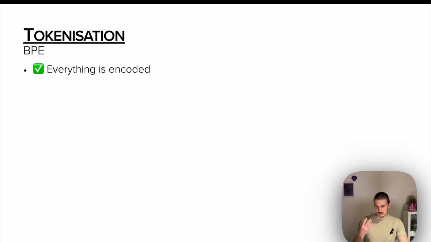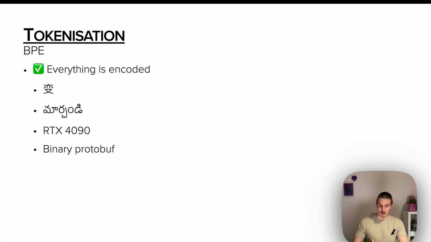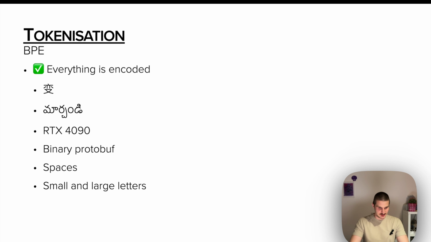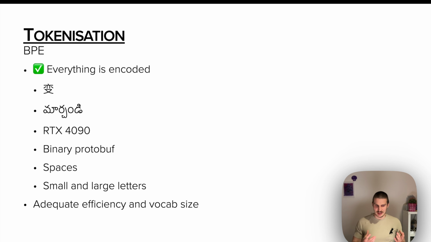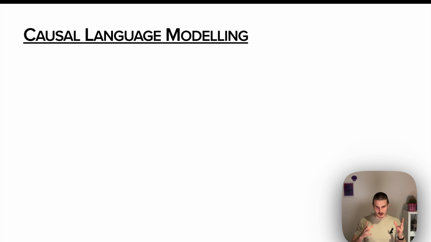So the pro of this scheme is that you can encode everything. You can encode Chinese characters, unknown script systems. You can encode rare words, model numbers, and binary protobuf. You can encode spaces, small and large letters, and it's more or less adequate in this combination of efficiency and vocabulary size.